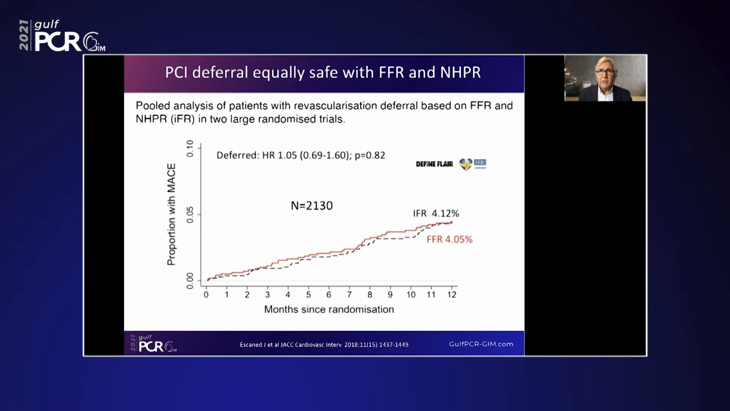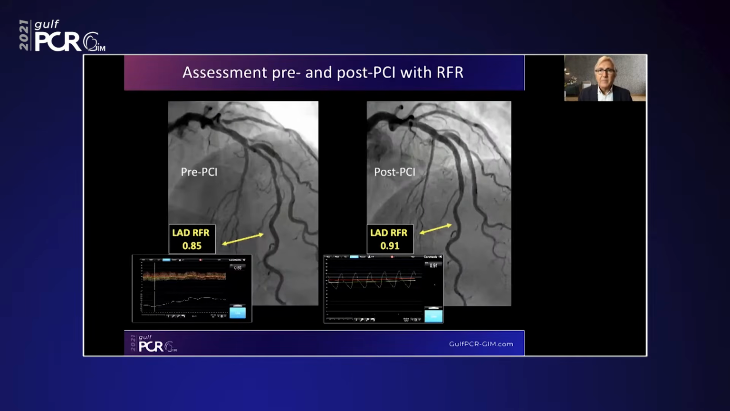The safety of PCI deferral based on physiology has been recently reassessed in the current practice by pooling results from two large randomized clinical trials, the DEFINE FLAIR and iFR SWEDEHEART. And this gives us also the value of not only knowing that deferral of revascularization by FFR is safe, but also to see that non-hyperemic pressure ratios like iFR or RFR are equally safe in making the decision of not performing stenting in lesions that are non-flow limiting.